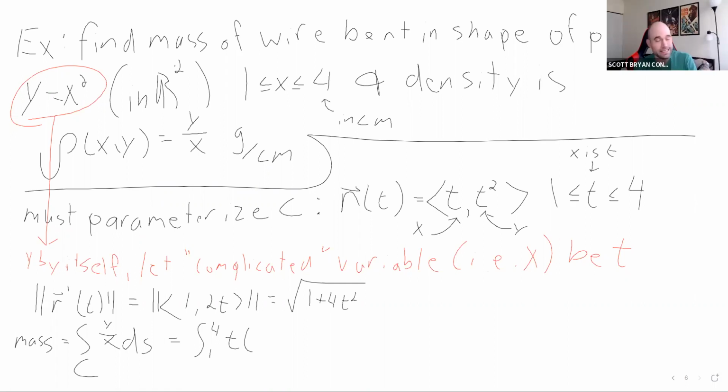And we said ds becomes the magnitude of r prime of t dt. So that is the square root of 1 plus 4t squared dt. So this t is our y over x. And this whole bit is our ds, our magnitude of r prime of t dt.